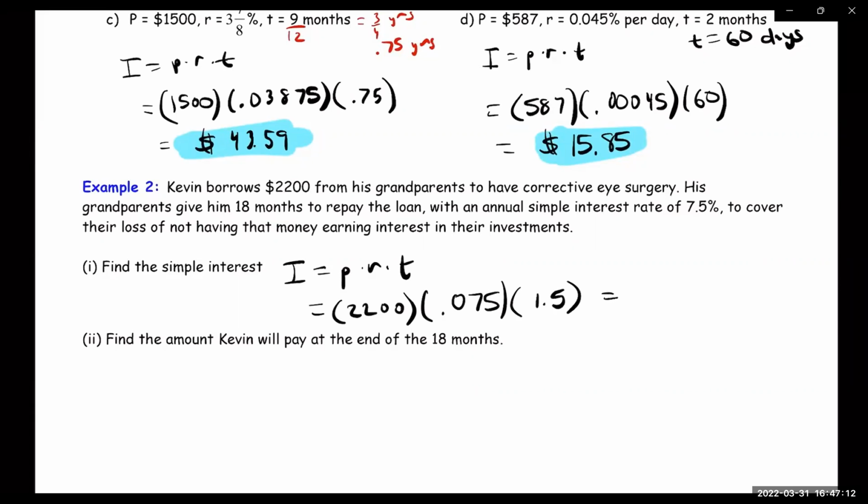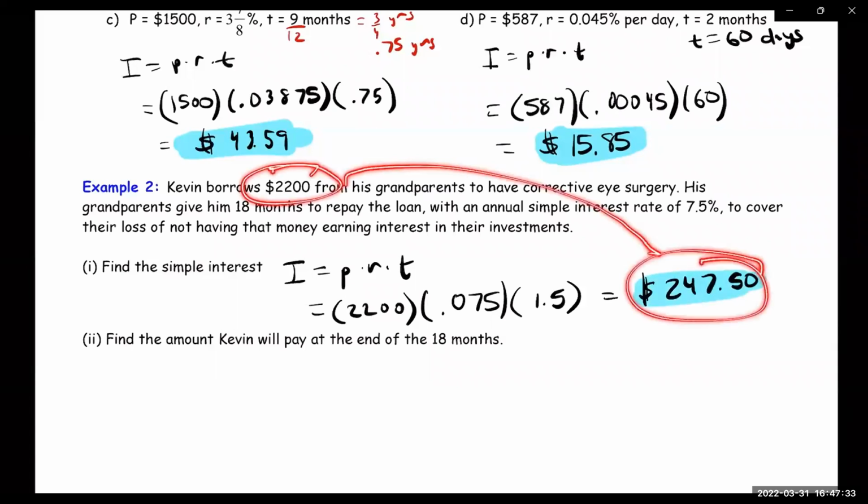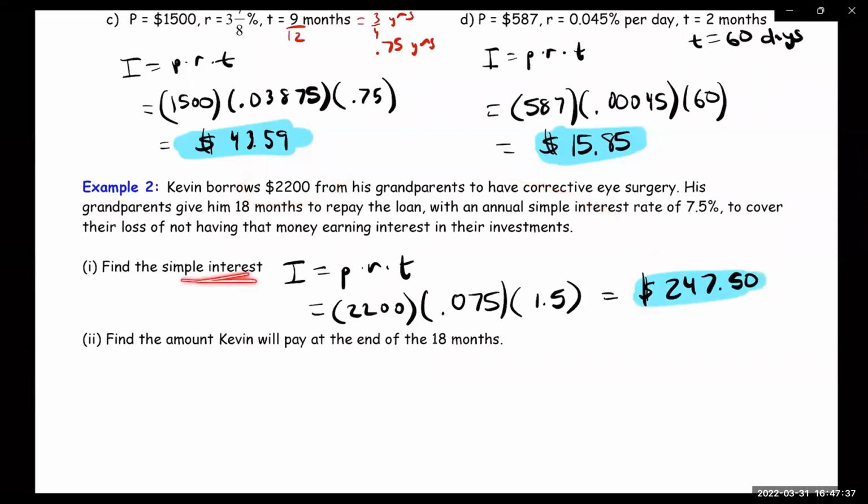Let's see how much Kevin is gonna have to repay his grandparents. 2,200 times 0.075 times 1.5. I'm getting $247.50. And that's just the interest. He would still have to pay the 2,200 on top of that. Exactly right. But for this part, they just want the interest.